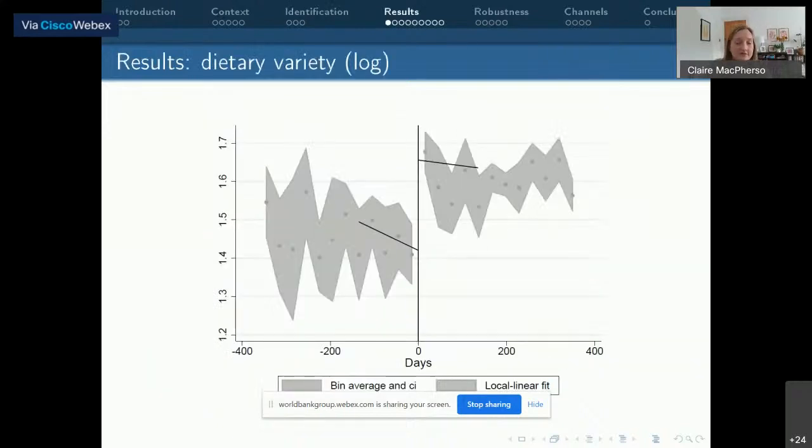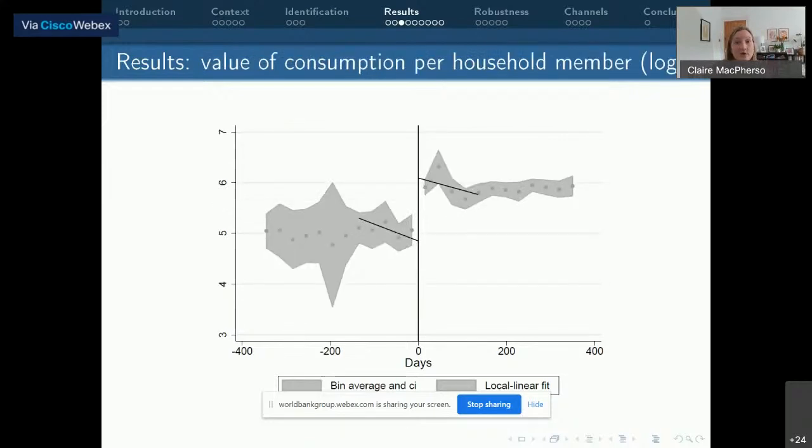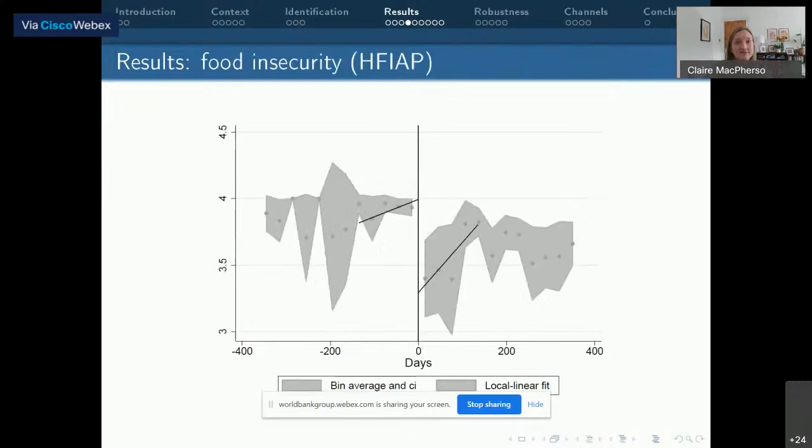So let me show you a few different figures which illustrate our results. Firstly, as you can see from the differences around the black line in the middle, which is the cutoff date that I was mentioning, we find strong positive effects on nutrition outcomes. Refugees on the right-hand side there who are living in Kalobeyei and benefiting from the self-reliance approach have much more diverse diets. They also consume more calories. They spend more money on food. They're less food insecure.